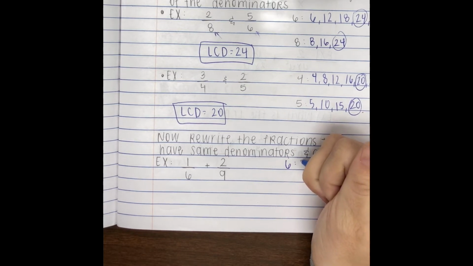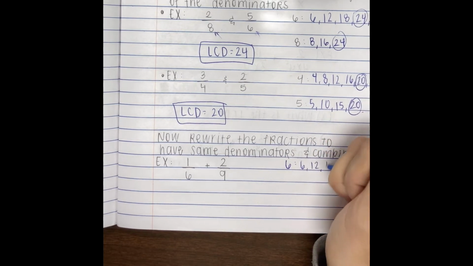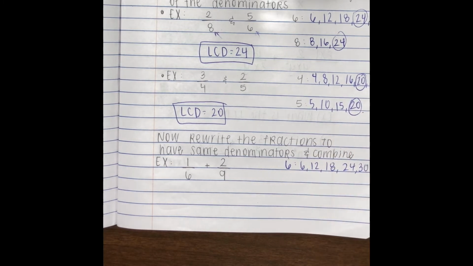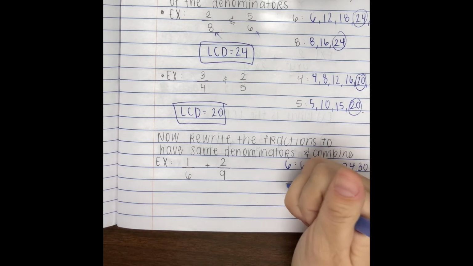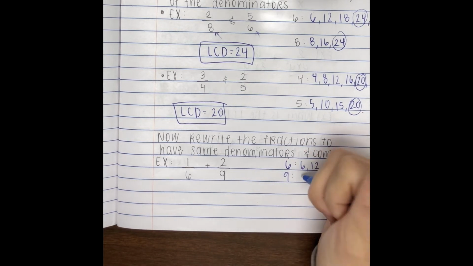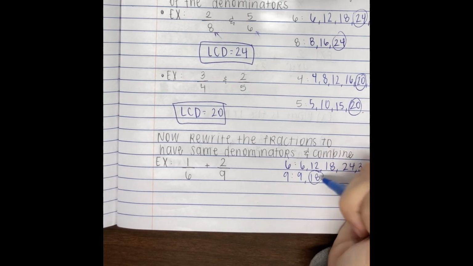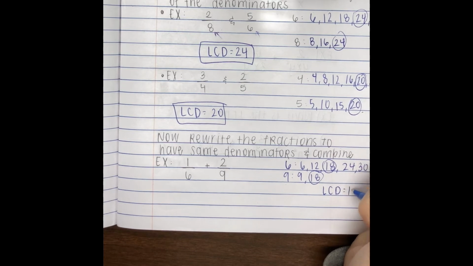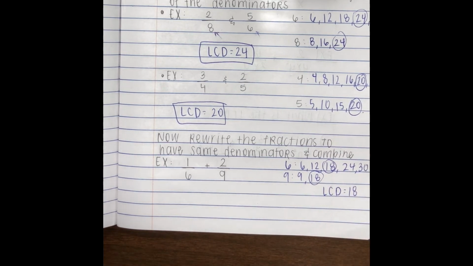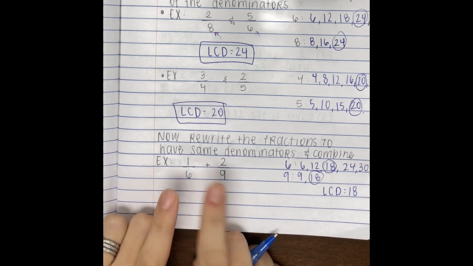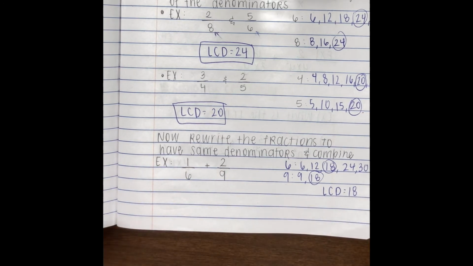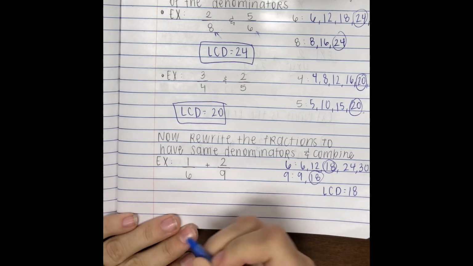So for 6, our multiples are 6, 12, 18, 24, 30. I'll list the same ones that we did earlier. For 9, we have 9, 18, and then I can stop because I have my LCD. So my LCD is 18. Okay, so what we're gonna do is rewrite each fraction to have the same denominator so we can then combine them.